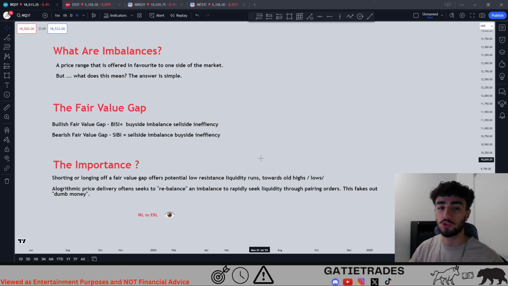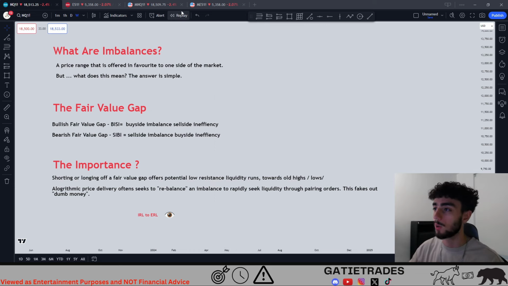So when price is retracing into a fair value gap, a lot of people who are not in sync with the algorithmic price delivery will see that as a potential breakout long or breakout short, and they'll see that as not a retracement but as a reversal, and then they would take that being dumb money, quote unquote, and then we would basically be using that as our liquidity.